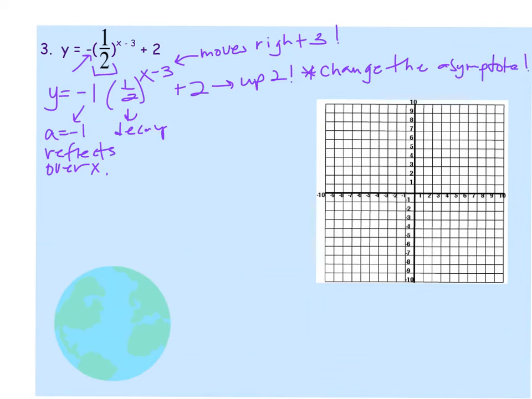Whoa, all right. Who's ready to make a table? I know I am. Woohoo, there we go.